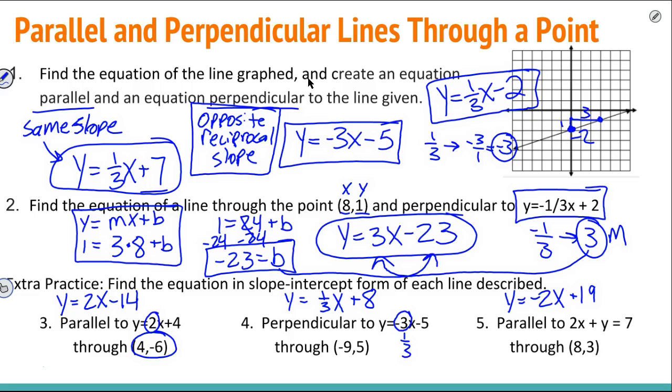Number 5, a little bit tricky here. We have the equation 2x plus y equals 7. We have to be able to get the slope of that equation. It's not in slope-intercept form, so we need to rearrange it. You would minus 2x from both sides, and it would become negative 2x plus 7 equals y. So that gives us a slope of -2. So that's our m. And then use the x and the y, 8, 3, to find your equation.